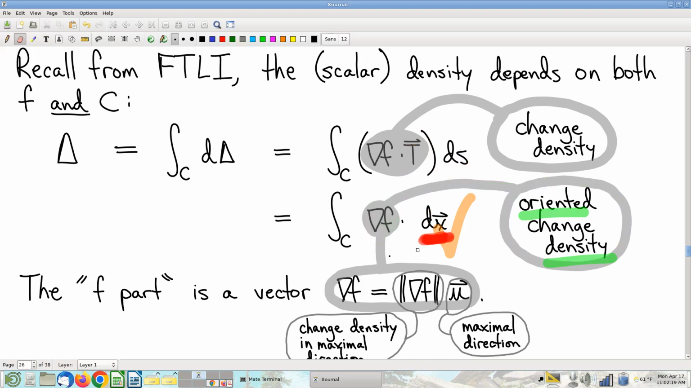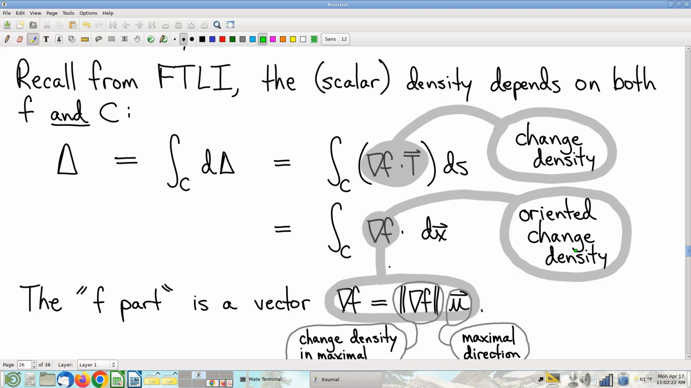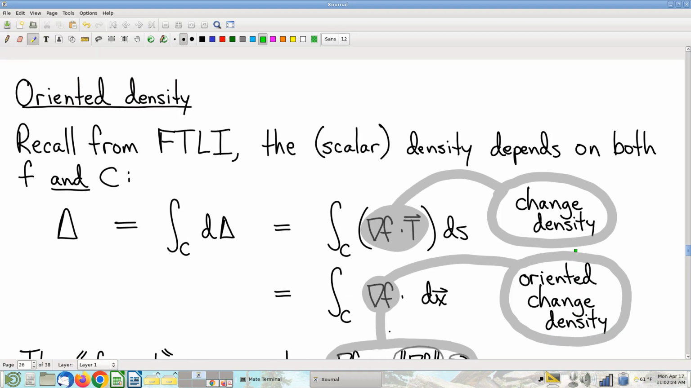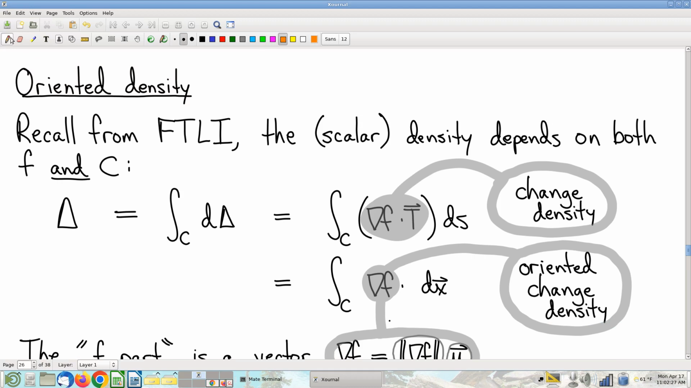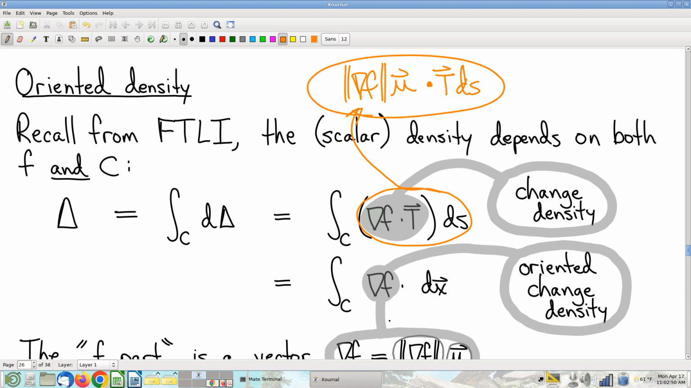Right? And let me flesh that out a little bit more. Let me rewrite this whole thing here. I'm going to rewrite the gradient of f as magnitude of the gradient times the direction of the gradient. There's my gradient vector. And then, of course, we've got dot t ds. Right? This is what we've got in the orange. This is what makes up our little pieces of change, if you will. This is our d delta.